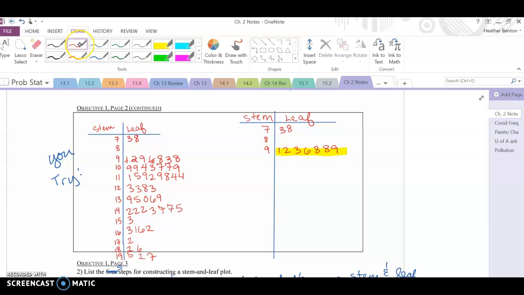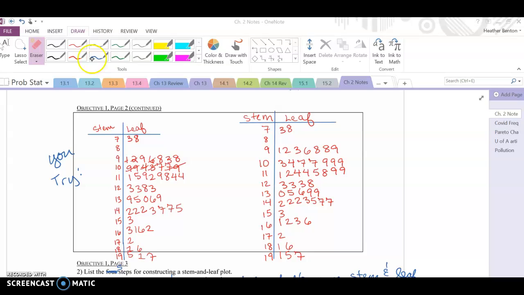So the next one would be 3. Oh, gotta have my stem. 3, 4, 7, 7, 9, 9, 9. Okay, so again, I'm going to pause the video and I'm going to let you rearrange your stem and leaves in ascending order.